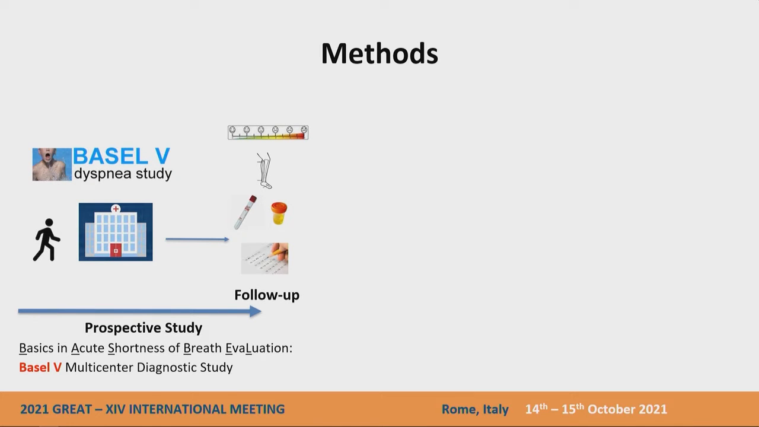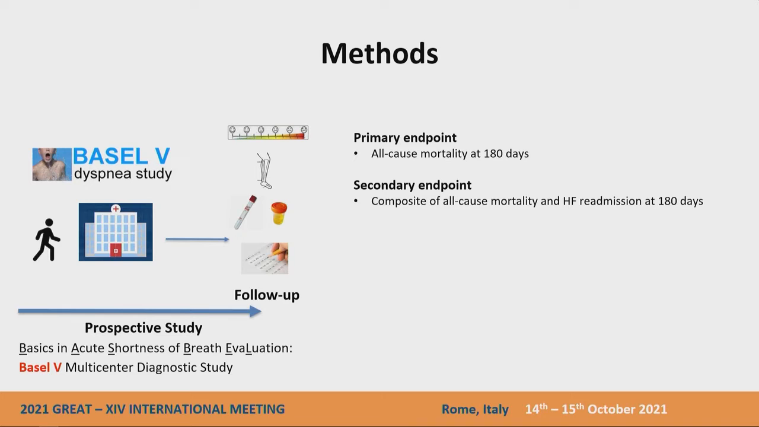For this purpose, we used the Basel V study. Basel V was a prospective multi-center diagnostic study that enrolled adult patients with acute dyspnea presenting to the emergency department. In the current study, we included only patients with a final diagnosis of acute heart failure. Our primary endpoint was all-cause mortality at 180 days post-discharge, and our secondary endpoint was defined as a composite of all-cause mortality and heart failure readmissions at 180 days post-discharge.